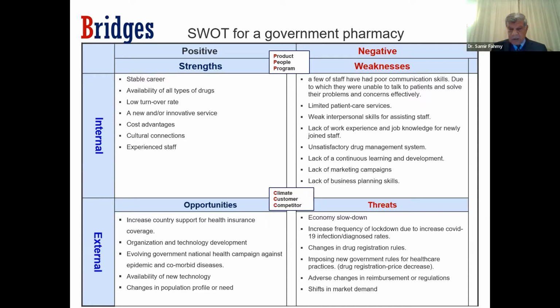Examples for the threats: economy slowdowns again, increased frequency of lockdown due to increase in COVID-19 infection or diagnosed rates, changes in drug registration rules, imposing new government rules for healthcare practices such as drug registration or price decrease, adverse changes in reimbursement or regulations, and shifts in market demand. These are samples of what could be the strengths, weaknesses, opportunities, and threats in a government pharmacy.